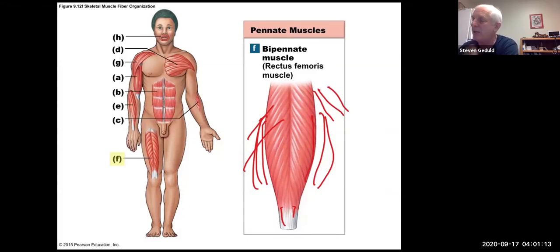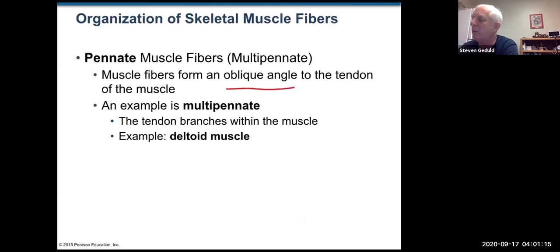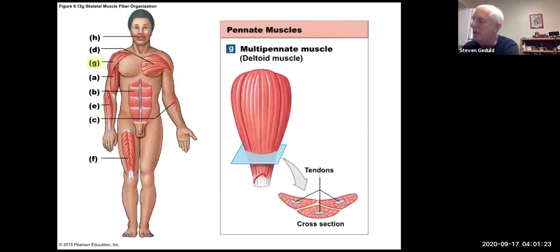Okay? And again, your pennate muscle is an oblique angle, but multipennate means a tendon branches within the muscle, like your deltoid. Here's your deltoid muscles. Here's the tendon, and you see these muscle fibers. Here's your cross section. You see how they branch in different sections going around the tendon. So different areas will branch. That's multipennate.